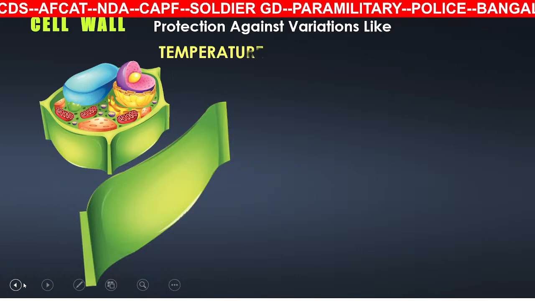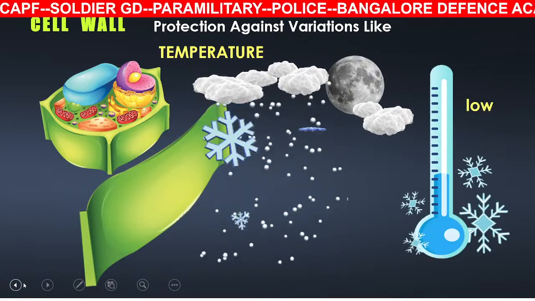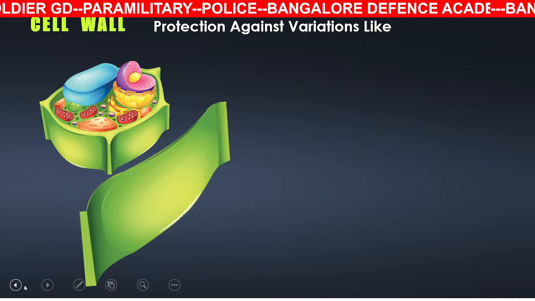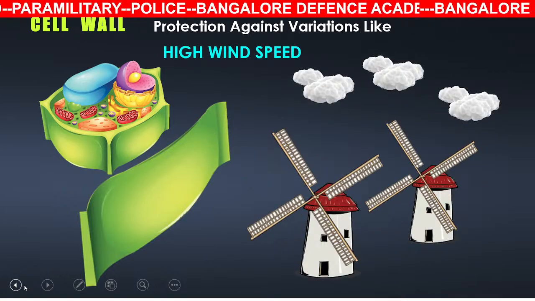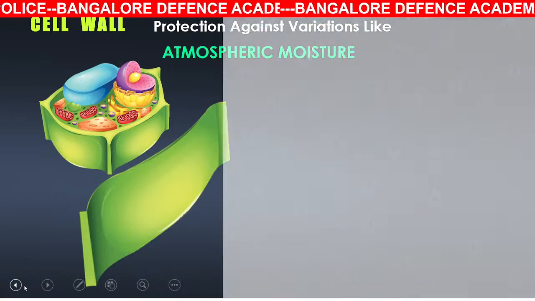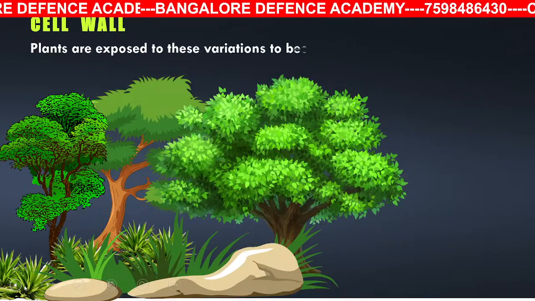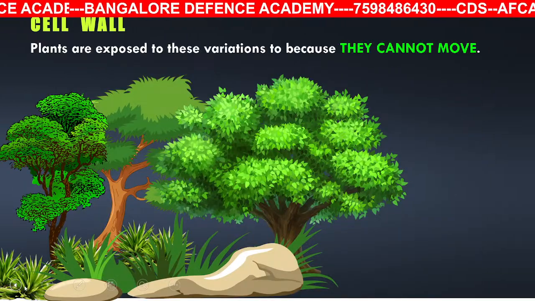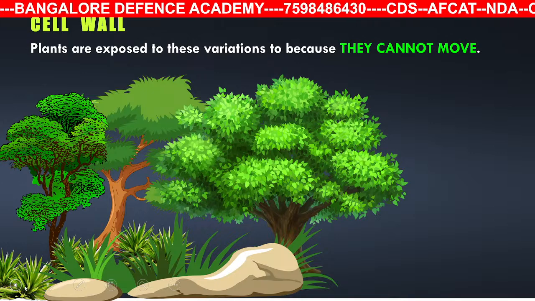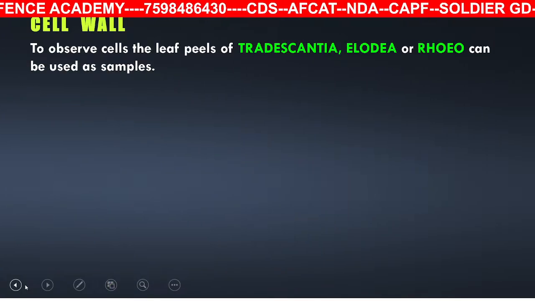Next, sometimes it's low, it's very cold. Okay, so the plant cell wall will protect it. Sometimes there is very high wind. Okay, so the plant cell wall will protect it. Sometimes the moisture is very high. During rainy season, the moisture is high, so at that time the plant cell wall will protect it. Plants are exposed to so many variations, they cannot move. To observe cells, they have this many protections.